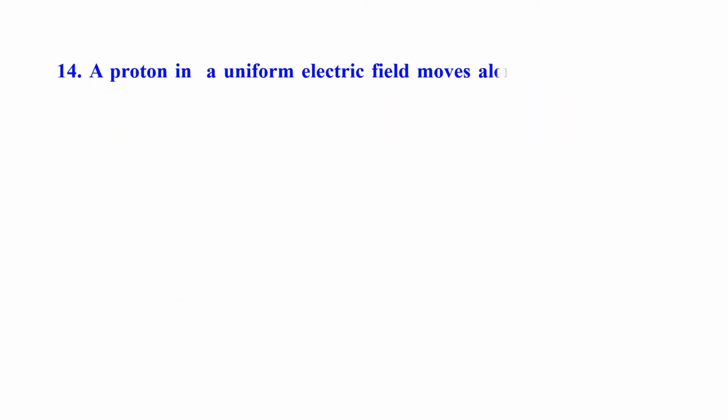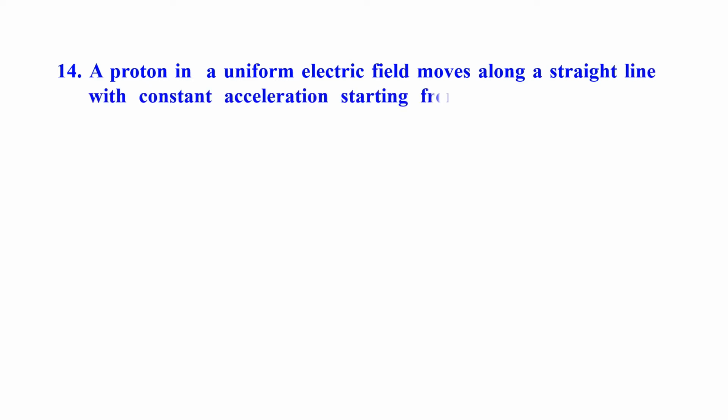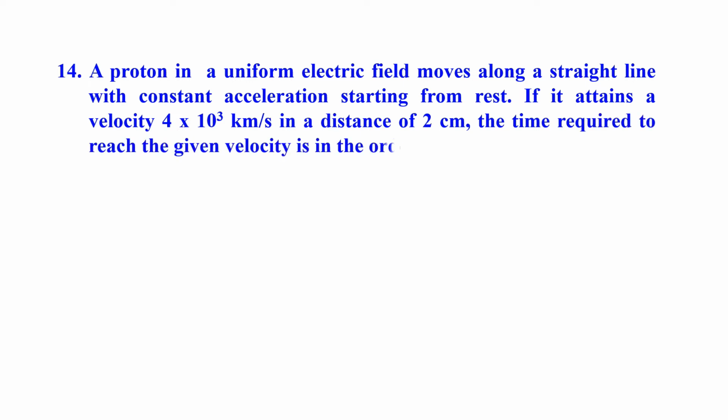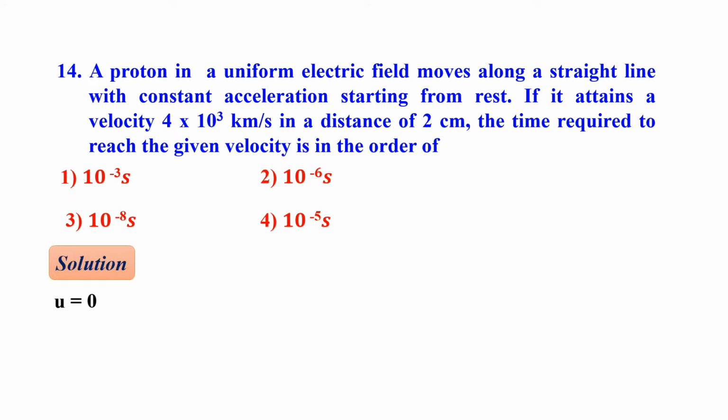A proton in a uniform electric field moves along a straight line with constant acceleration starting from rest. If it attains a velocity 4 into 10 cube kilometer per second in a distance of 2 centimeters, the time required to reach the given velocity is in the order of, here we have to calculate the required time. 10 to the power of minus 3 seconds, 10 to the power of minus 6 seconds, 10 to the power of minus 8 seconds, 10 to the power of minus 5 seconds. Now let us go to the solution.